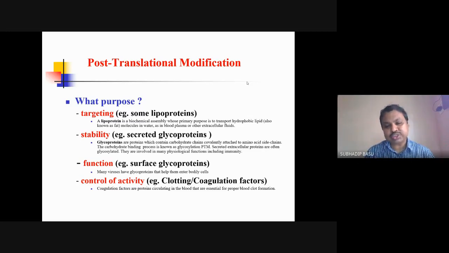What is a coagulation factor? Coagulation factors are proteins circulating in our blood that are essential for proper blood clot formation. That forms a gel-like formation when blood clots. Those coagulation factors are different types of proteins that need to be properly modified so that a blood clot can be formed. These are the general purposes of post-translational modification, and we'll discuss them in more detail throughout this discussion.